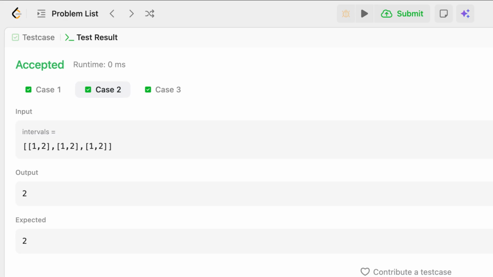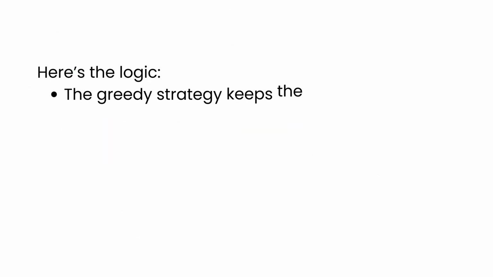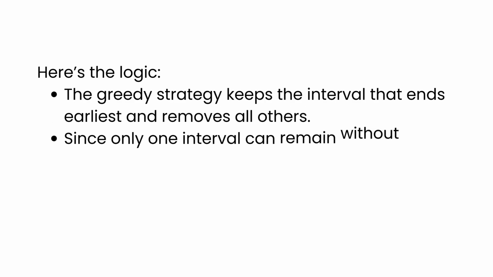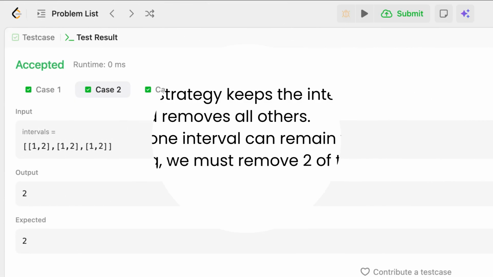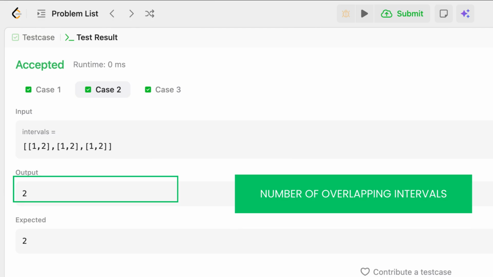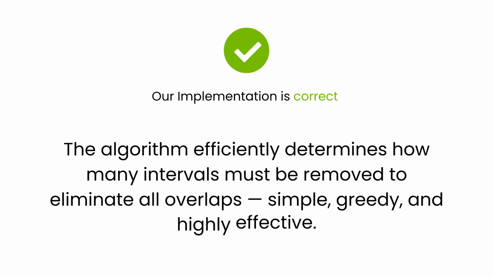Solution 2, test case 2. Now testing with [1,2], [1,2], [1,2]. All of these intervals overlap completely. The greedy strategy keeps the interval that ends earliest and removes all others. Since only one interval can remain without overlapping, we must remove 2 of them. And that's exactly what our program outputs, 2. Perfect match with the expected behavior. So, our implementation is correct. The algorithm efficiently determines how many intervals must be removed to eliminate all overlaps. Simple, greedy, and highly effective.